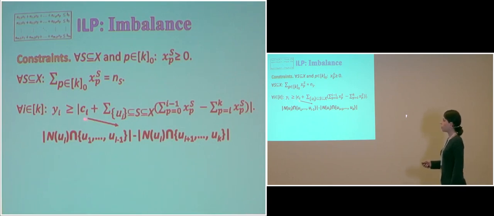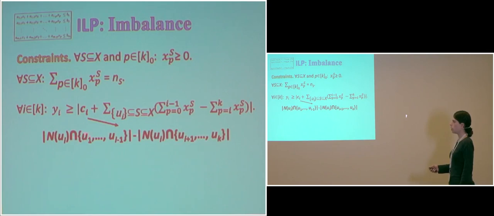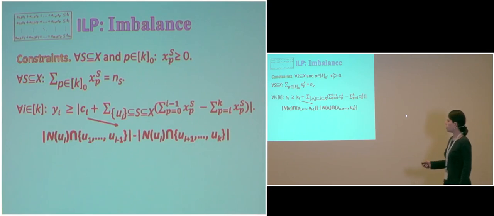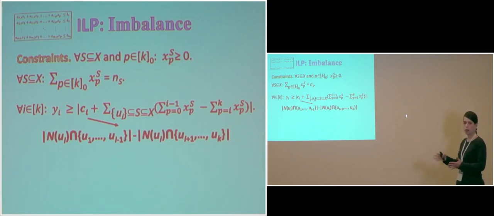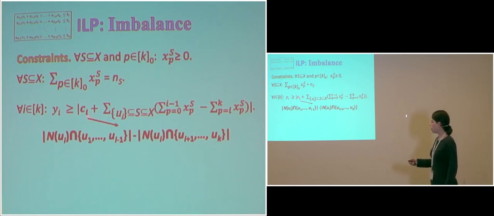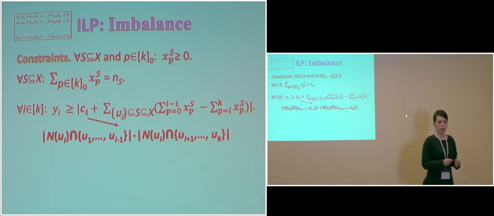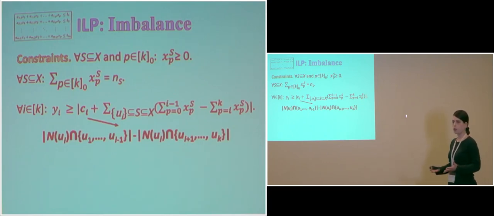If we look at the vertex UI, how many neighbors does it have before it? This is precisely what is written here: the number of neighbors of UI that appear before it in our ordering, minus the number of neighbors of UI that appear after it. So this is precisely the number of neighbors it has before, minus the number of neighbors it has after. But in addition, this vertex cover vertex UI has neighbors in the independent set. So how many of them are before it, minus how many of them are after it.